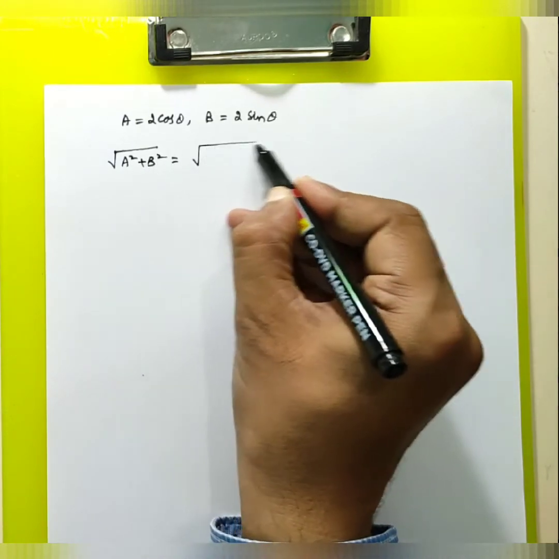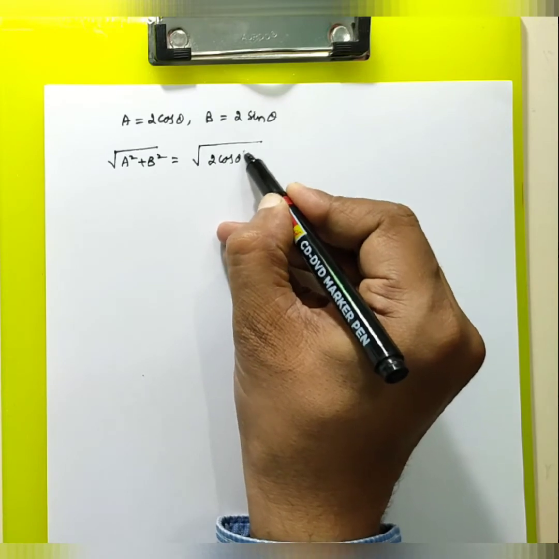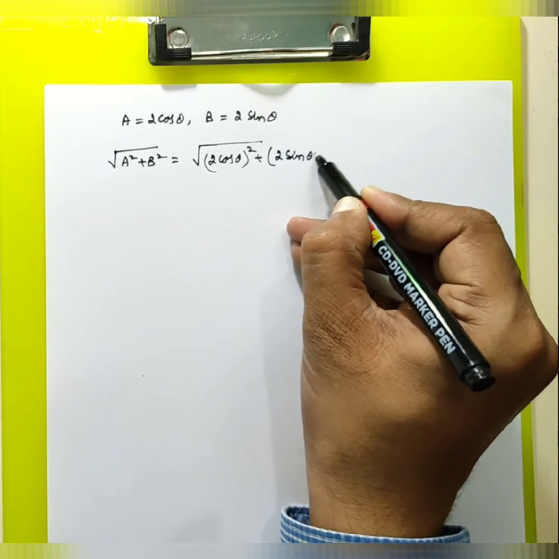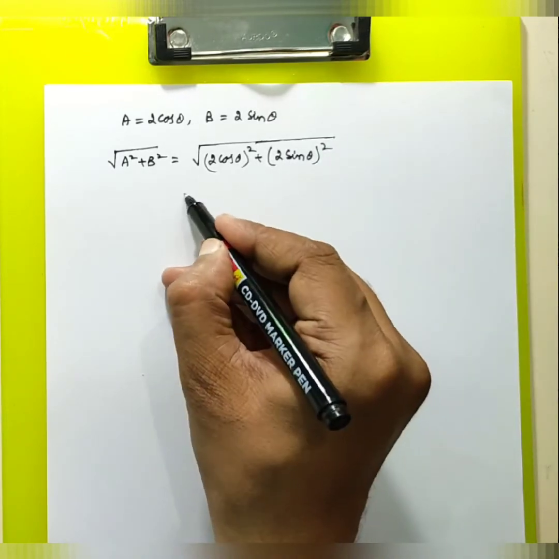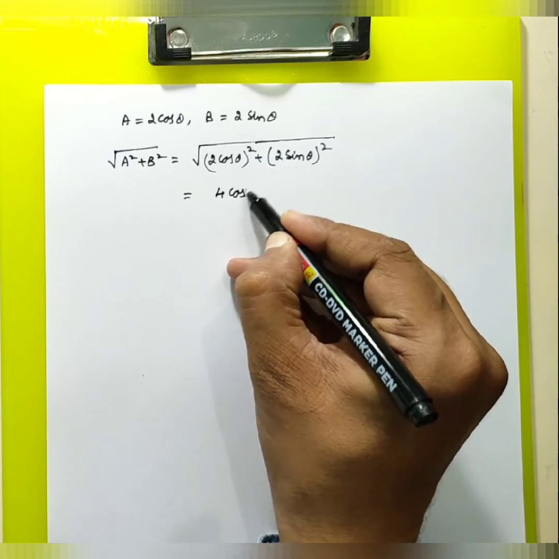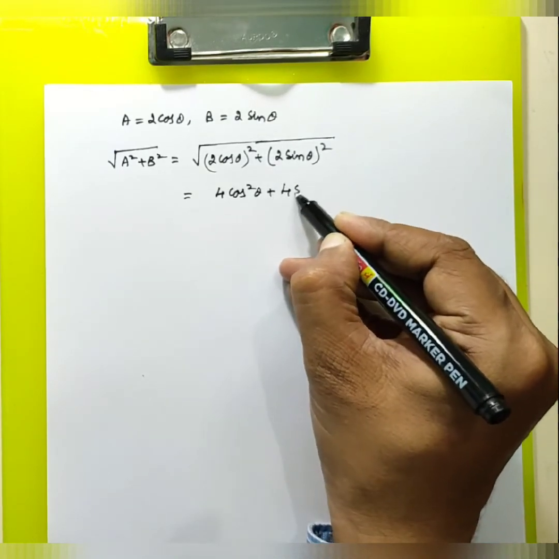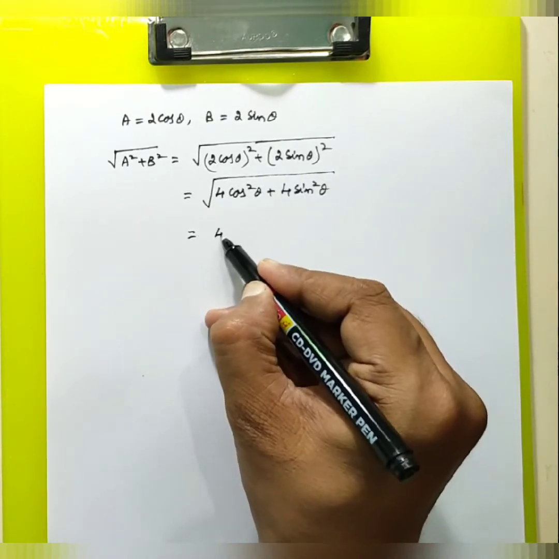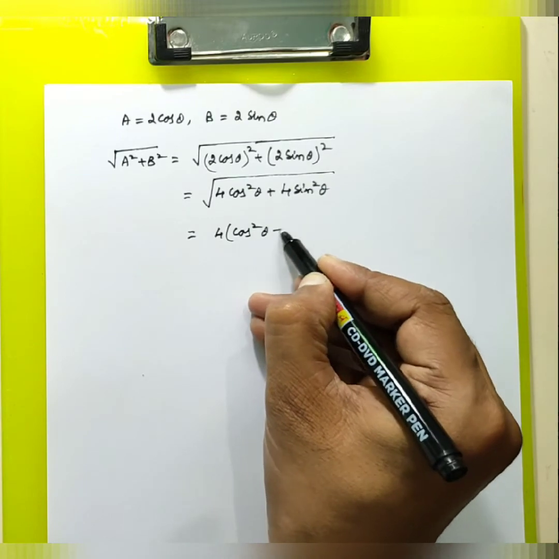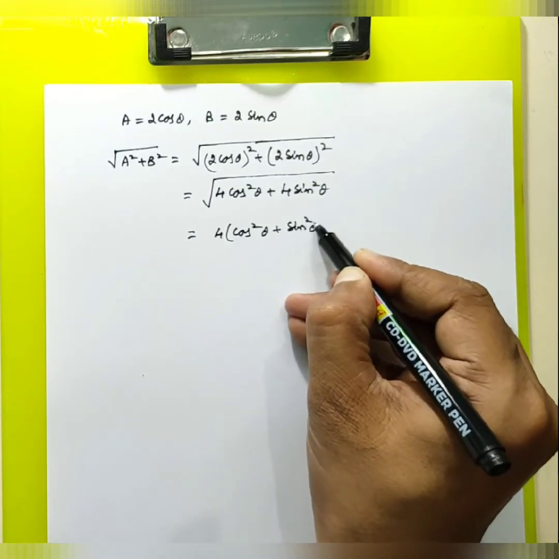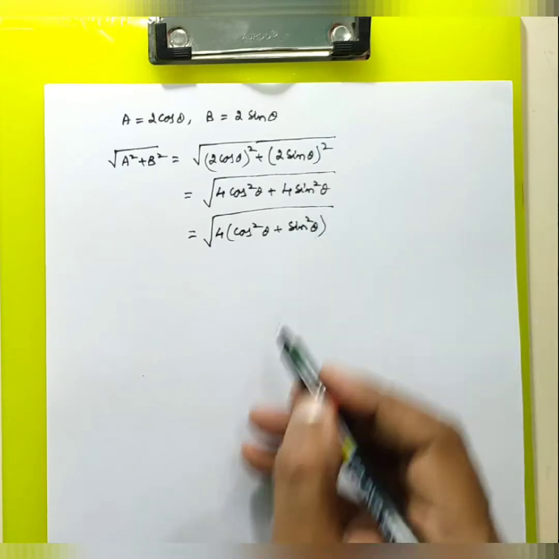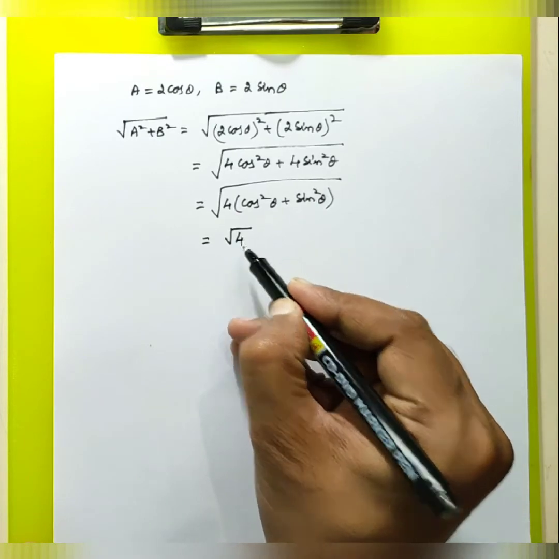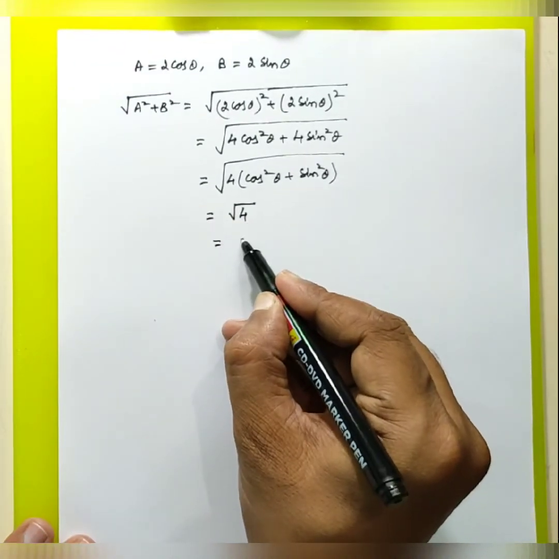So it will be equal to the square root of (a value is 2 cos theta, squared) plus (b value is 2 sin theta, squared). So this becomes 4 cos square theta, and this becomes 4 sin square theta. If I take 4 common outside, you are left with cos square theta plus sin square theta, and the square root will remain as it is. But we know cos square theta plus sin square theta is 1, so 4 times 1 is 4, and the square root of 4 is 2.